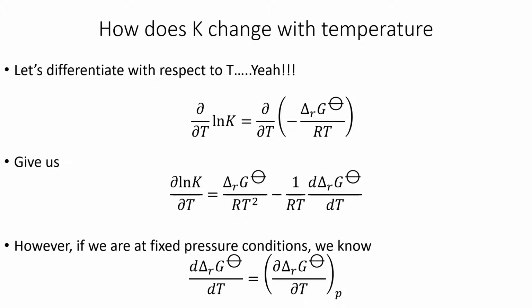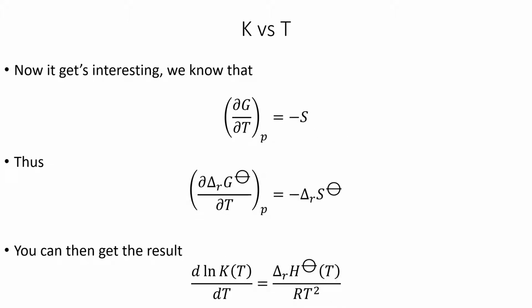However, if we are at fixed pressure conditions, we know that dG/dT is essentially a derivative at constant pressure, which is, as we know, equal to minus the entropy. Thus, we can say that the derivative with respect to temperature of the standard state reaction Gibbs energy is equal to minus the entropy of the reaction. You can then get the following result. If you substitute in our entropy definition, you get out this derivative equation of log K as a function of temperature. The derivative thereof is equal to delta Rh, that's the enthalpy of the reaction, divided by RT squared.